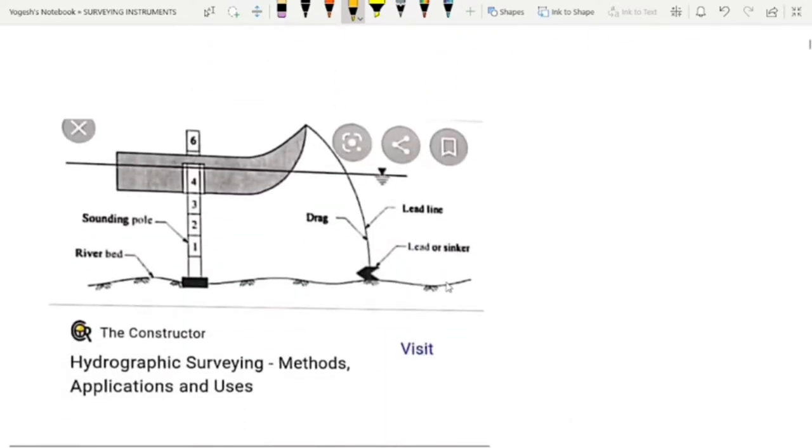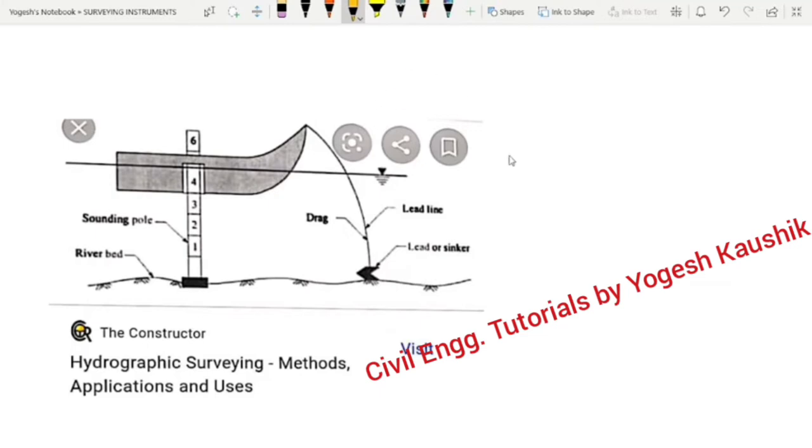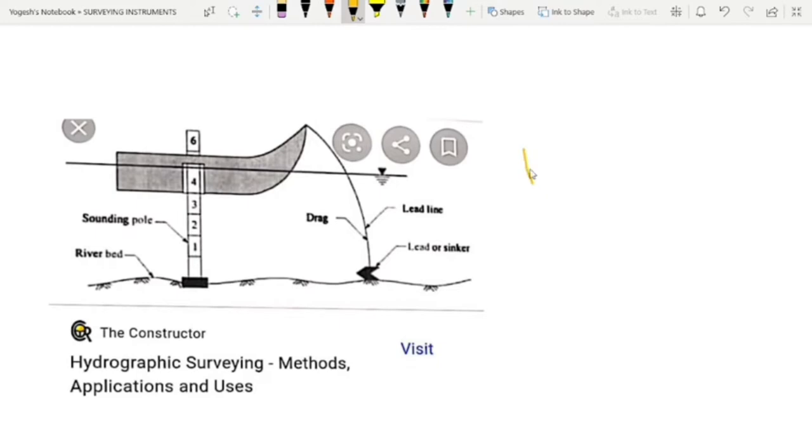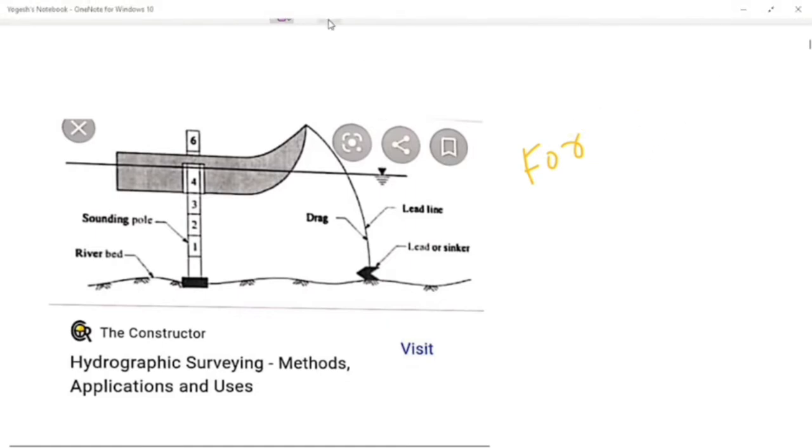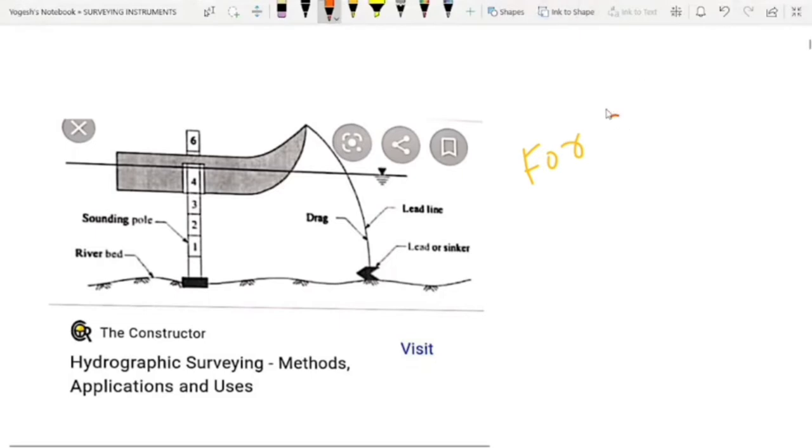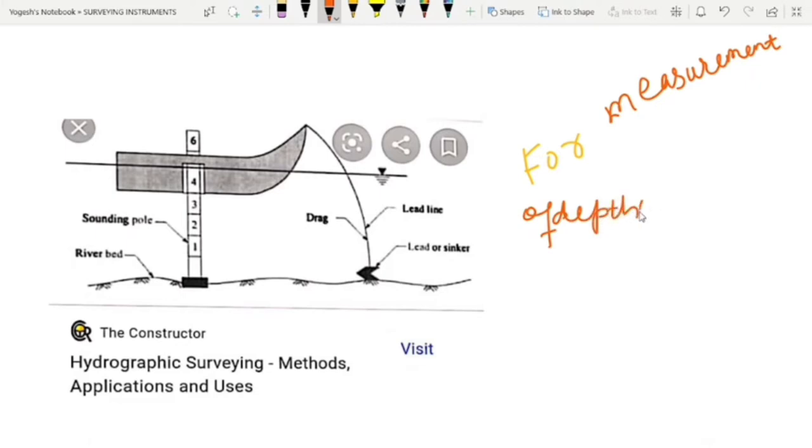This is the Weddell's sounding machine, which is used for the measurement of deep depth, as in the case of the sea, or for measurement of depth in sea locations. So this is the Weddell's sounding machine.